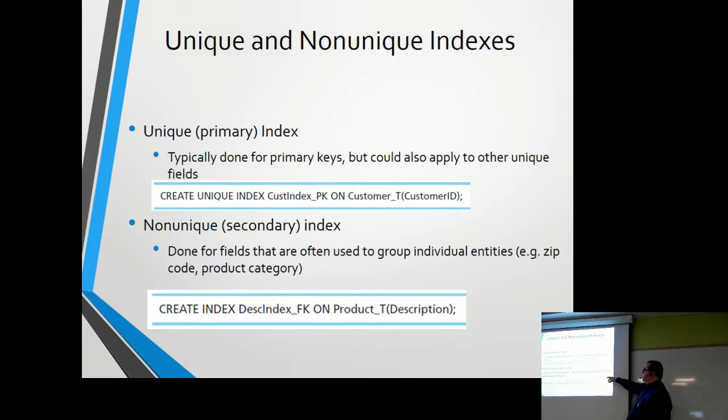Secondary indexes are for grouping entities. For example, you want to group by zip codes or by product categories, product descriptions. So one of the other perks of the index is when you're running aggregates. Do you guys remember what aggregates are? Did you learn about aggregates? Sum, count, min, max, average. And then you use a group by at the end. Well, the indexes will improve the performance of the aggregate functions because it understands how to group by the index. It groups by the index instead of the actual values.